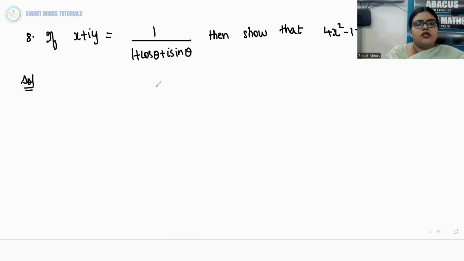Take the next question. It is from complex numbers. Very, very important. If x plus iy equals 1 by 1 plus cos theta plus i sin theta, then show that 4x square minus 1 equals 0. First, let us write what is given to us. Given x plus iy equals 1 by 1 plus cos theta plus i sin theta.